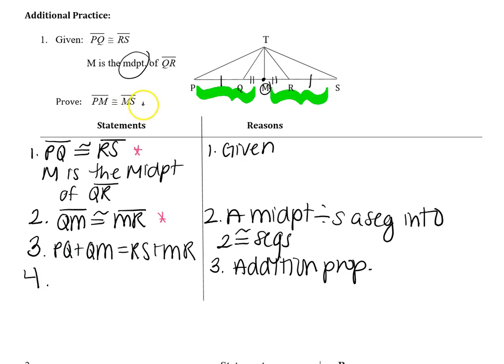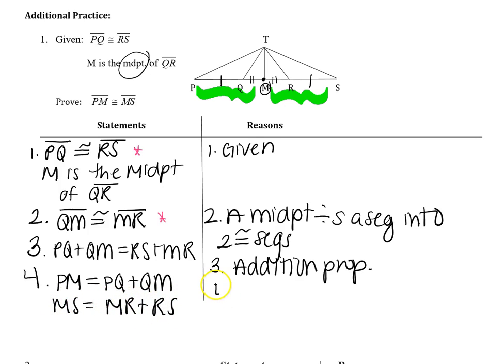Okay, now remember, I got to get PM and MS into my proof. So by doing that, I'm going to have to do the whole is equal to the sum of its parts. So PM is equal to PQ plus QM, and MS is equal to MR plus RS.